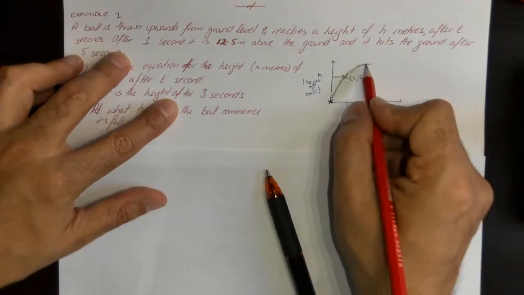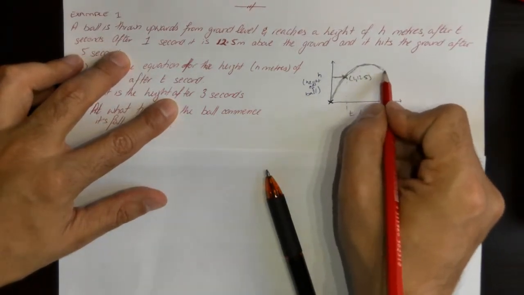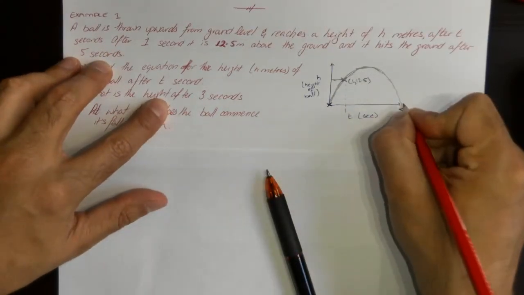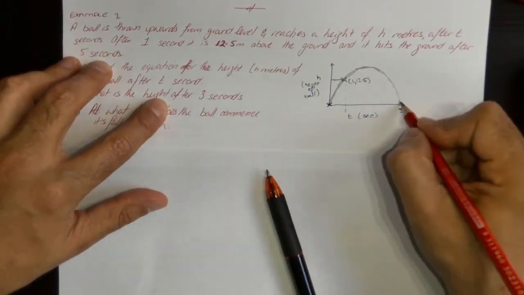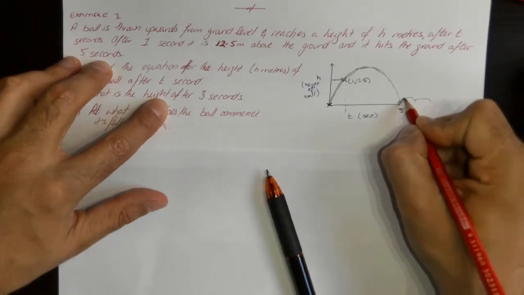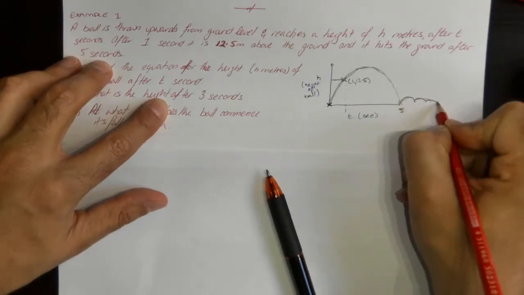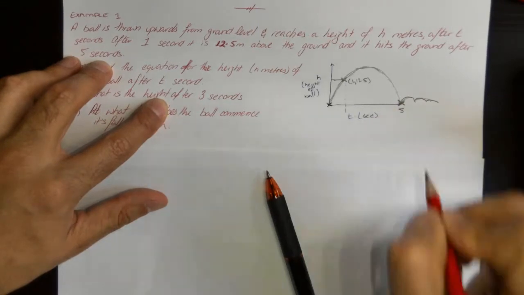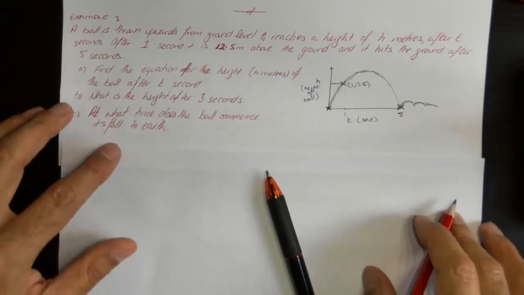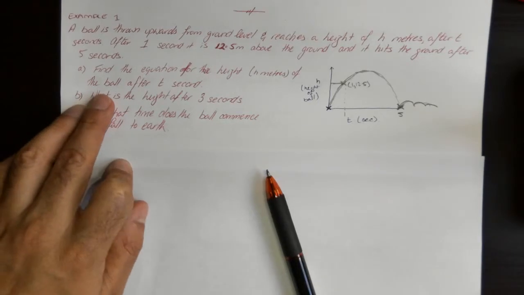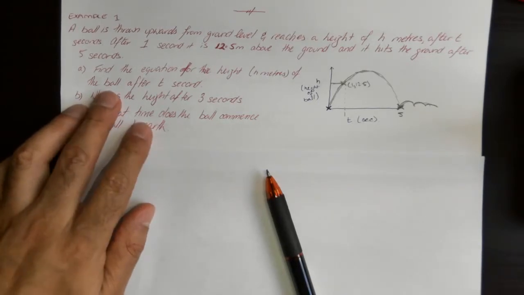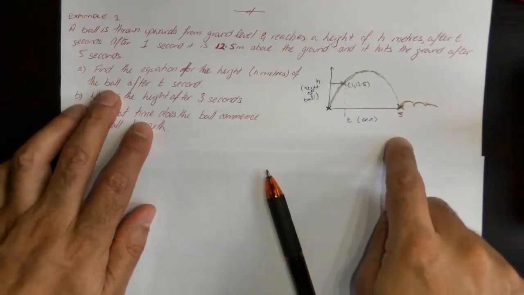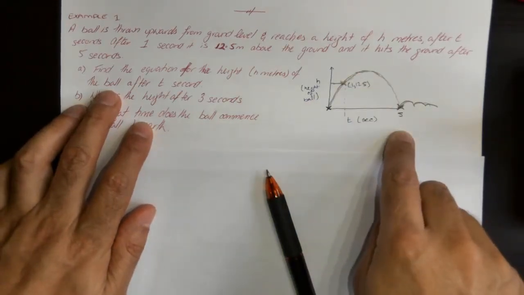And then it hits the ground after 5 seconds. Yeah, and we can say it bounces later on, but at the moment we just really care that it hits the ground at 5 seconds. Okay, so we want to find an equation for the height in h meters of the ball after t seconds. So we have like a negative parabola.